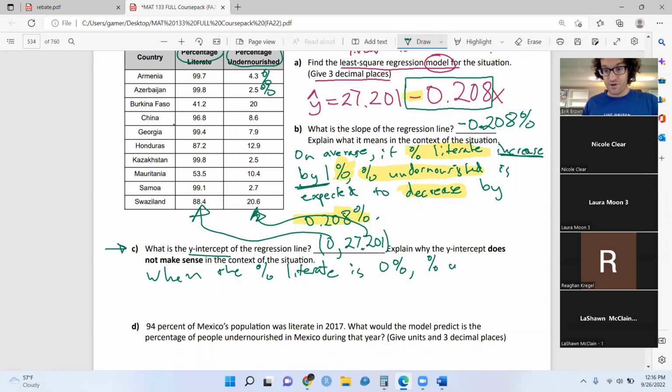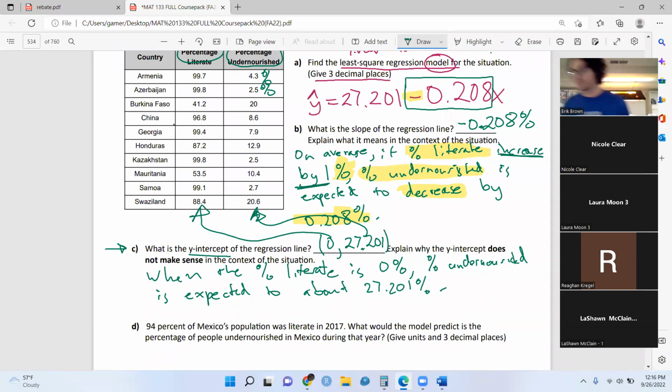Percent undernourished is expected to be approximately, and about is a cheaper word, 27.201%. How do you feel about that?